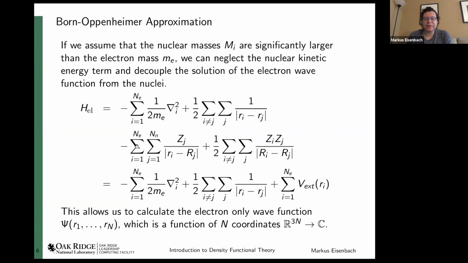So we basically end up with an equation where we just have the kinetic energy of the electrons, interaction of the electrons, and then an external field that comes from the nuclei. So now we only really need to find the solutions for the electron wave function, which is a function of n coordinates, basically going from R to the 3n into the complex numbers.